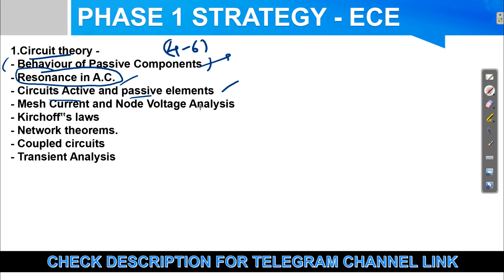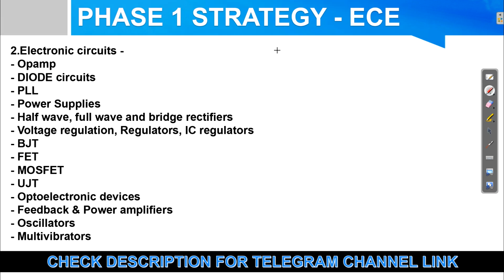Then mesh current and node voltage analysis, Kirchhoff's laws, both KVL and KCL. Network theorems, all five network theorems, then coupled circuits, magnetically coupled circuits, and transient analysis. This much part you will study in circuit theory, and just try to complete the syllabus in 4 to 6 days. The next subject we will take is electronic circuits, or analog circuits.